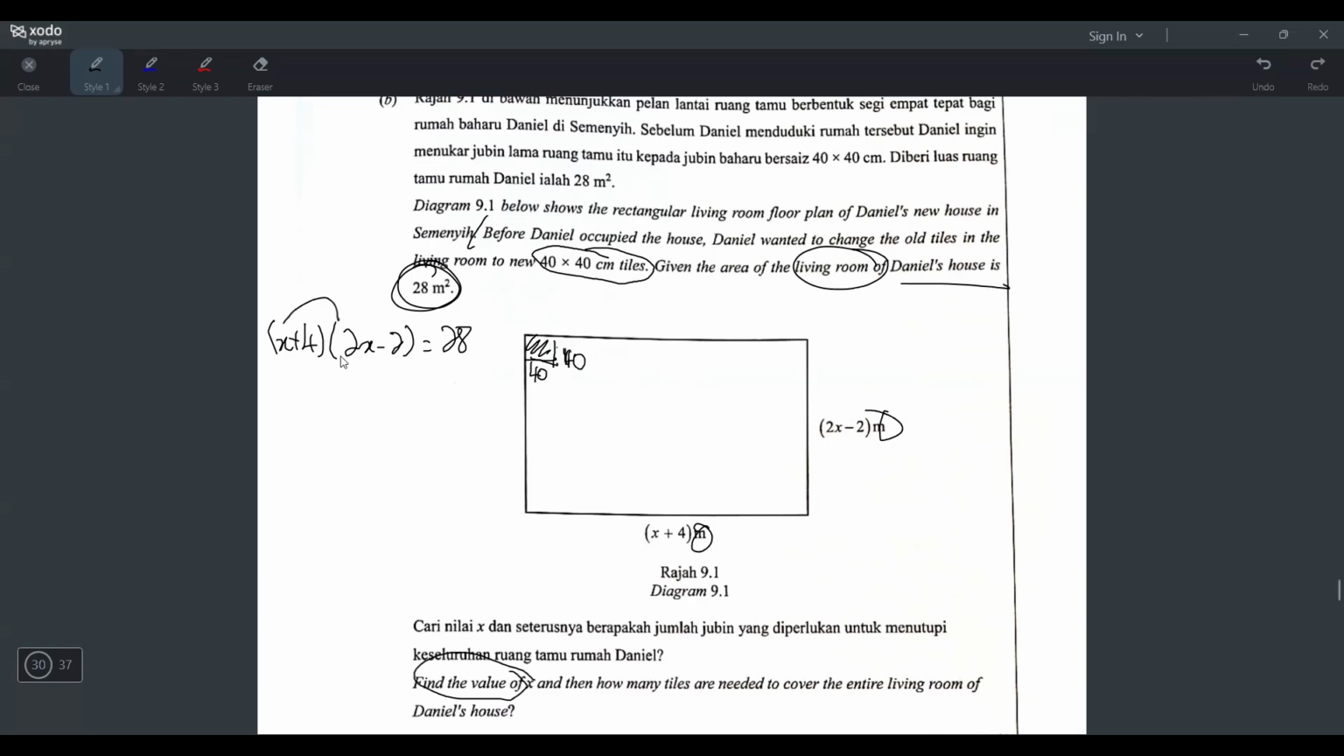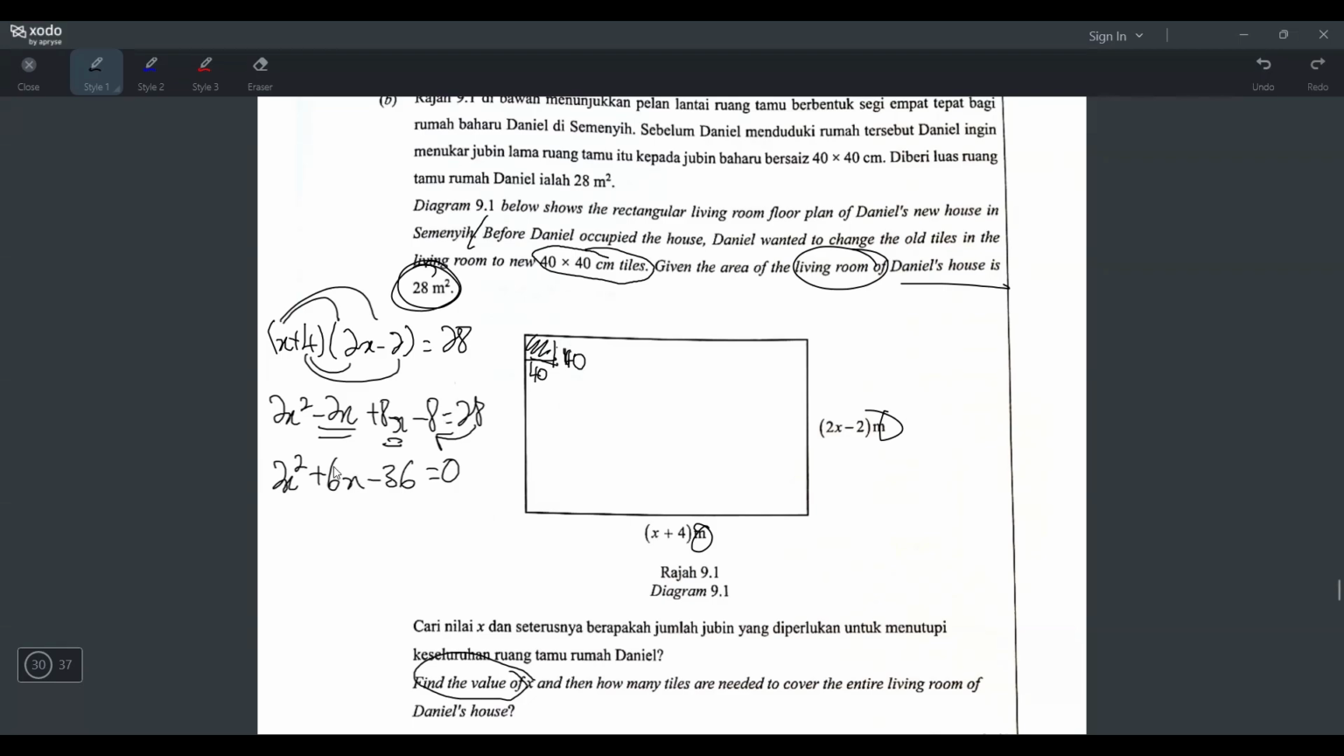So expand this normally: x times 2x, 2x squared; x times -2, -2x; 4 times 2x, 8x; 4 times -2, -8; equals 28. When you see x squared, it means this is a quadratic equation. If it's a quadratic equation, you need to move everything to one side and make it equal to 0, which means making it general form. So 2x squared minus 2x plus 8x, you get plus 6x. The 28, move it over here, becomes minus 28, and -8 minus 28 is -36.